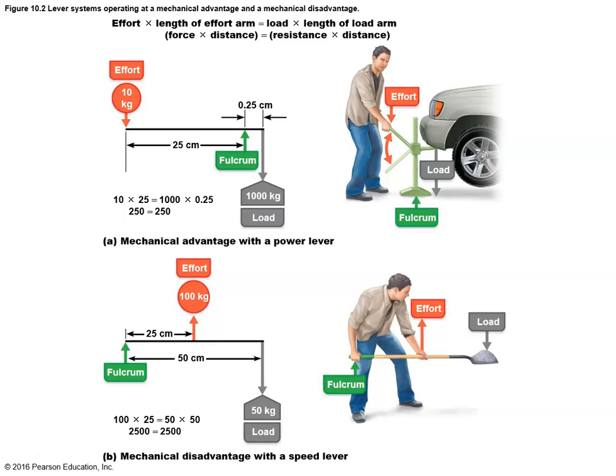Our second example here is a speed lever. Now a speed lever allows you to do things very quickly, but it works at a mechanical disadvantage. So in this case we have the fulcrum on one end, the output on the other, and the input of effort somewhere in the middle. So our example here is to put 50 kilograms of output, we had to input 100 kilograms. So that obviously is not efficient.